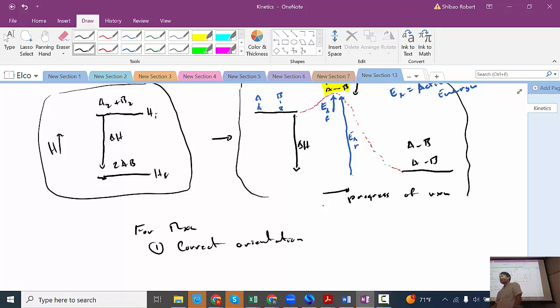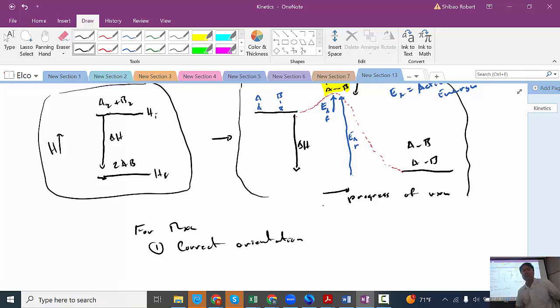They do some numbers, like if you had, let's say, 1 billion collisions, how many of those have the correct orientation? A very small fraction of those. And therefore, if you had 1 billion collisions and each collision was successful, then we'd have an explosion every time we had a reaction because it would happen so fast.